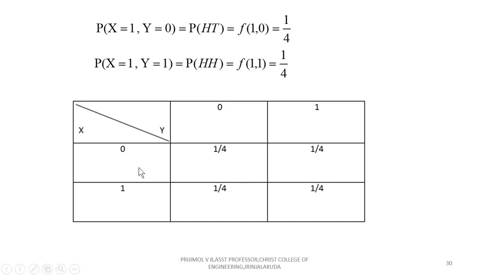So this is our joint probability distribution, where the values of x are written here and the values of y are written here, and these are the corresponding values of the probabilities.